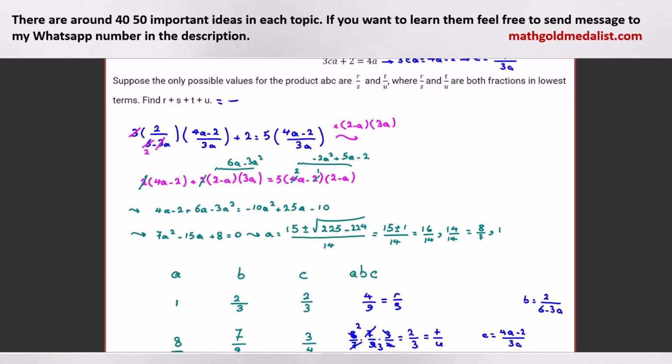R is what? 4 plus 9 plus 2 plus 3. 4 plus 9, 13. 13 plus 2, 15. 15 plus 3, 18. So the answer is 18.